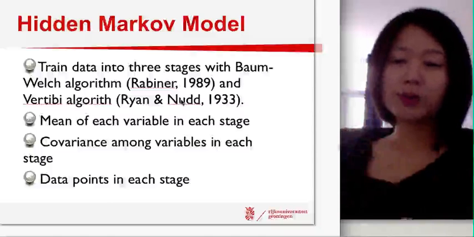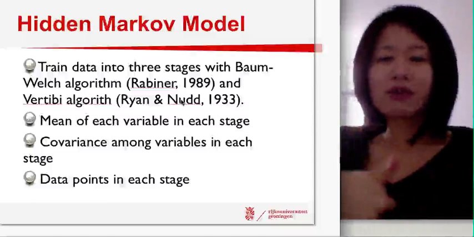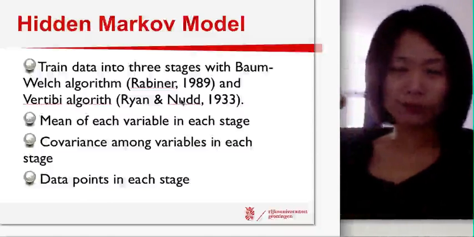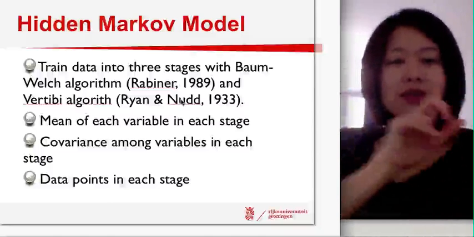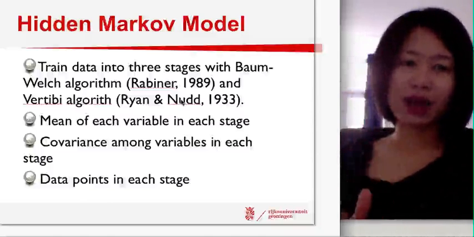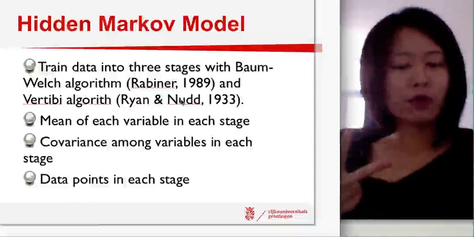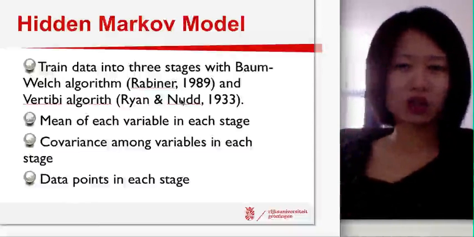There are 3 major outputs. First is the mean of each variable in each stage. Second is the covariance among variables in each stage. And the third is the data points falling in each stage.